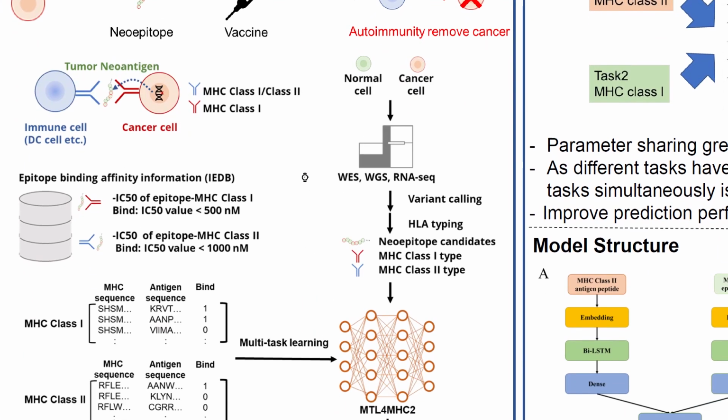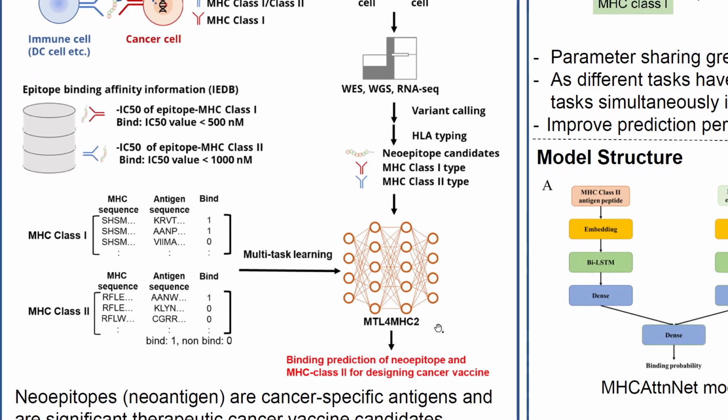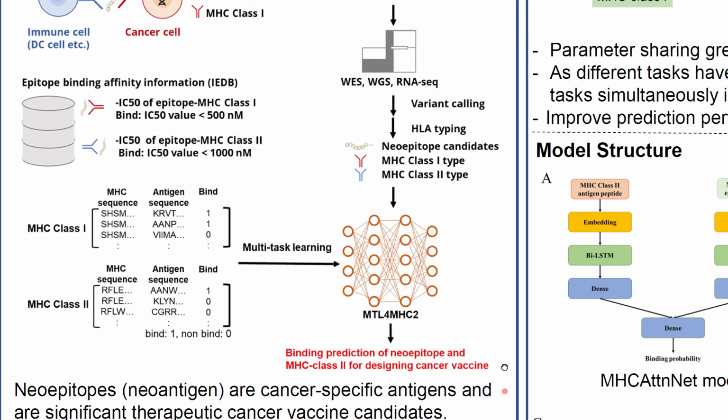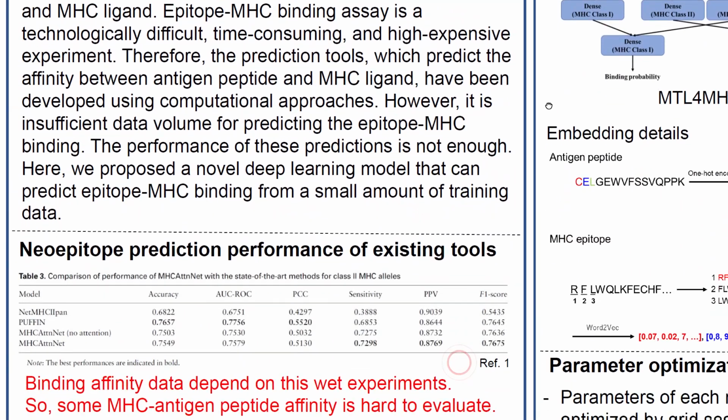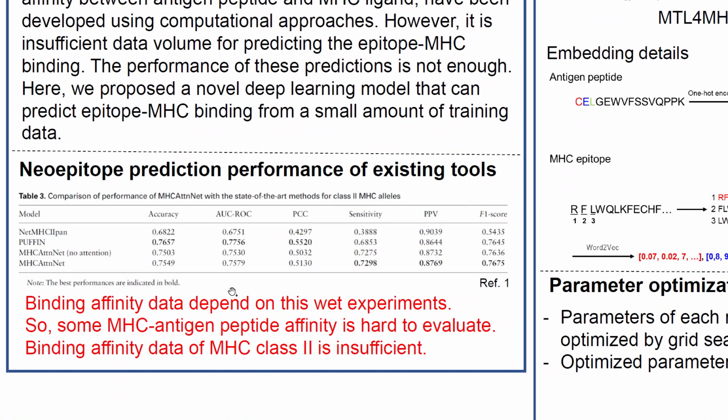Generally, neoepitope candidates have been screened by deep learning prediction. Class 1 prediction performance achieved around 89% of AUC-ROC score, but class 2 prediction performance is insufficient. It is around 70%. There are several reasons.